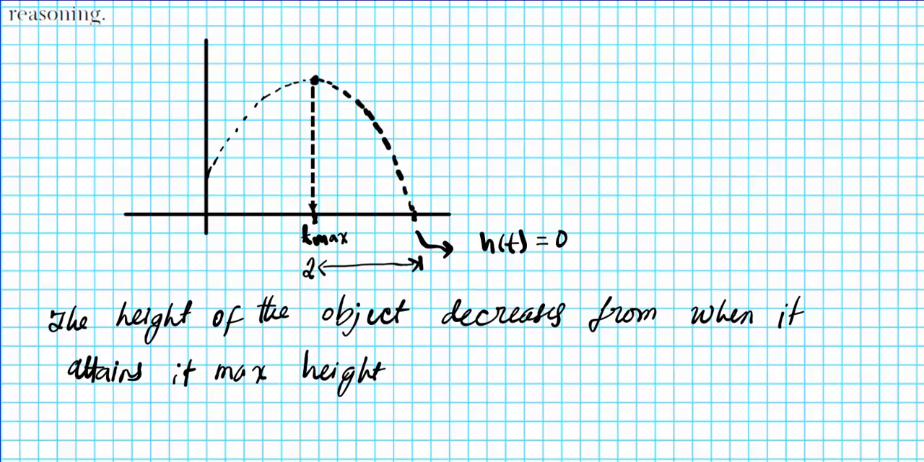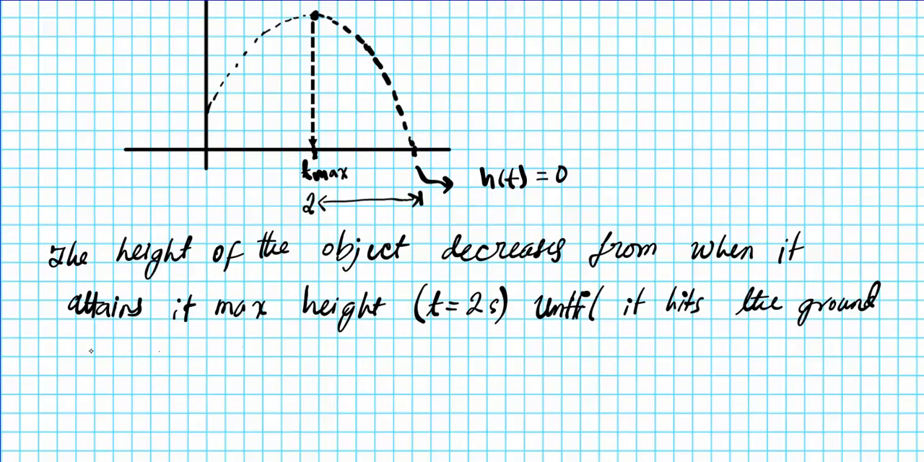We already know what that is. t equals 2 seconds until it hits the ground. Okay? It hits the ground when h of t is equal to 0. So the question is, when does the object hit the ground? It hits the ground when h of t is equal to 0.